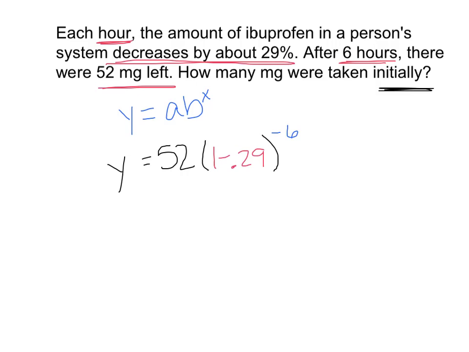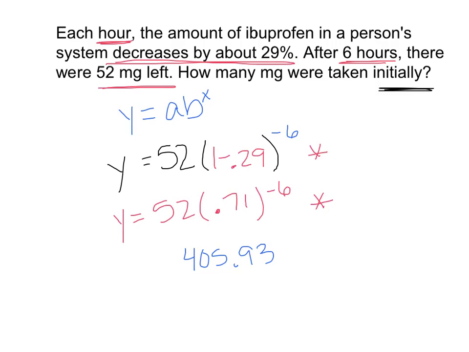We can write this a little bit more simple if we want. We can say y equals 52 times 0.71 to the -6. Either way, remember that thing I told you about those couple cool calculators. You can type in either of those into the calculator, and we can figure out that 6 hours ago, initially, about 405.93, which is approximately 406 milligrams of ibuprofen were taken.